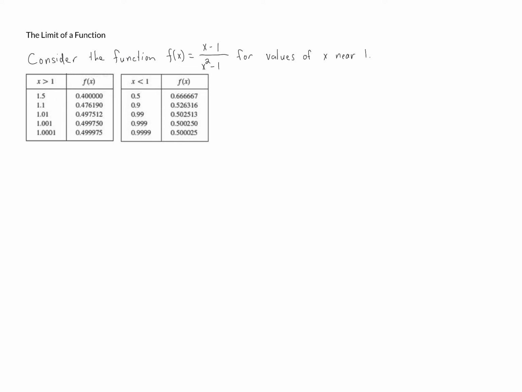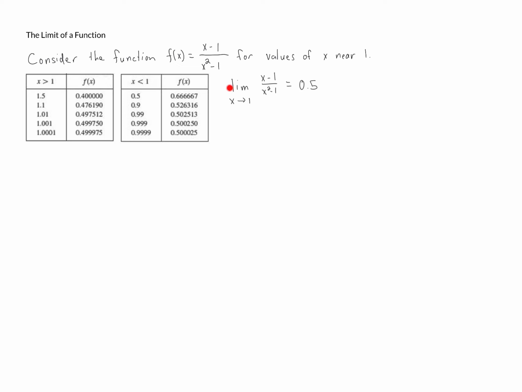And so that means that the limit in this case is 0.5. And there are ways to write that, and there are ways to say that. The way that we would write this is by saying the limit as x approaches 1, because that's what's happening, x is getting closer and closer to 1, the limit of x minus 1 over x squared minus 1 as x approaches 1 is equal to 0.5.